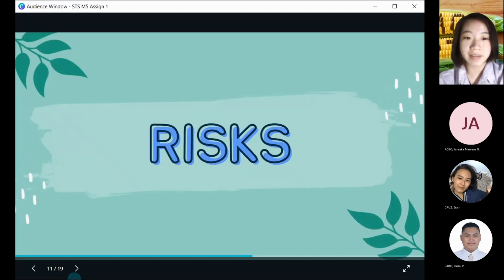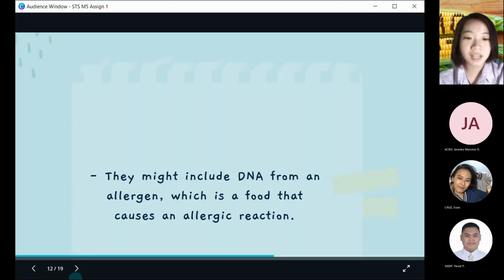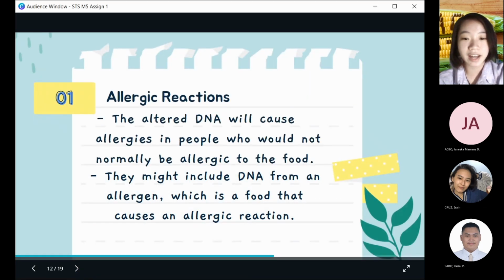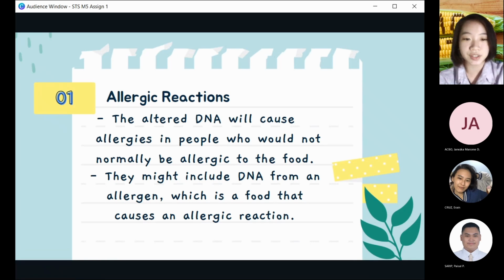GMO crops can offer many advantages in cost and nutrition, but some experts worry that they may carry health risks as well. So for the risks, first is allergic reactions. GMO foods, according to some, have a higher risk of causing allergic reactions. It's likely that the altered DNA will cause allergies in people who would not normally be allergic to the food.